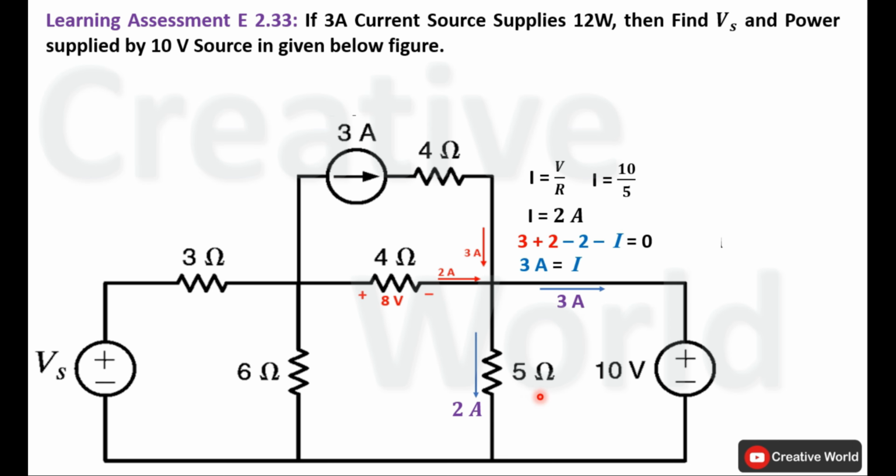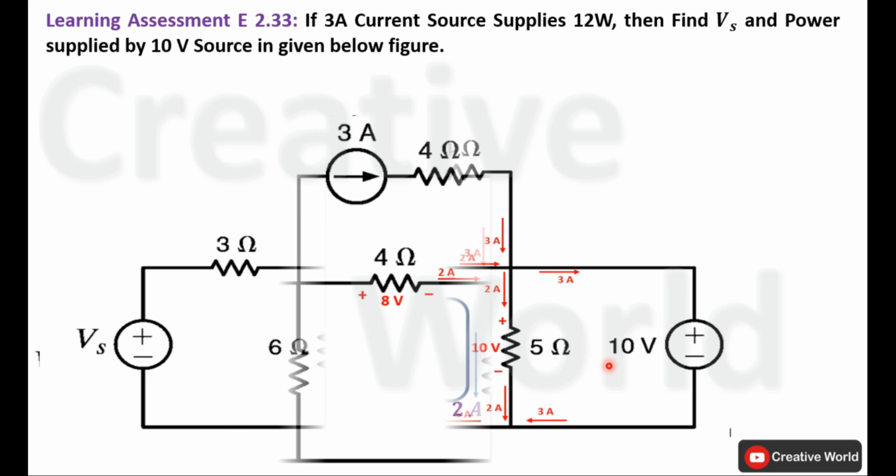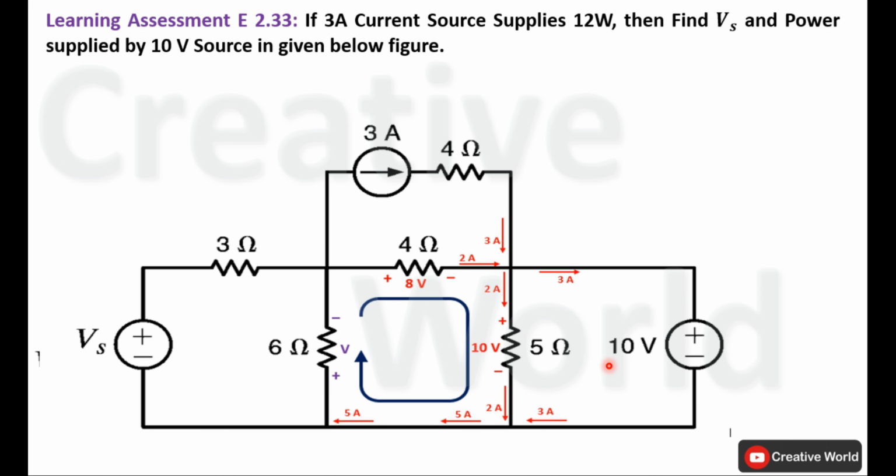10 volt will be appearing across this 5 ohm resistance with same polarity because of parallel connection. Now modify the circuit according to calculated values. 3 ampere current from this branch is entering on this node, 2 ampere from this branch is entering, 2 ampere is leaving from this node and 3 ampere is leaving from this node. Voltage across 5 ohm resistance is 10 volt. Voltage across 4 ohm resistance is 8 volt.